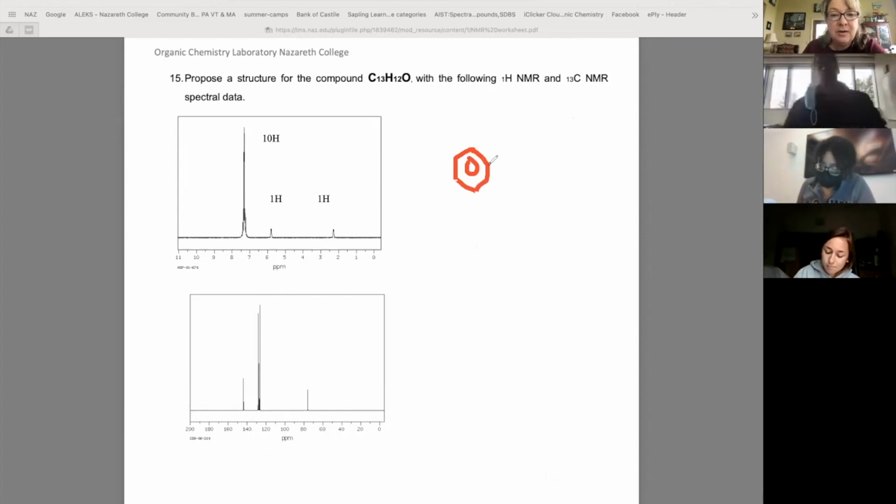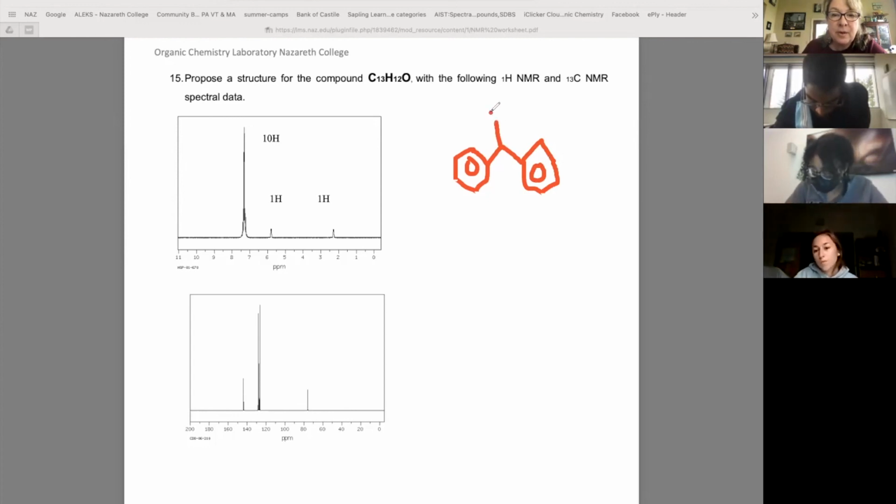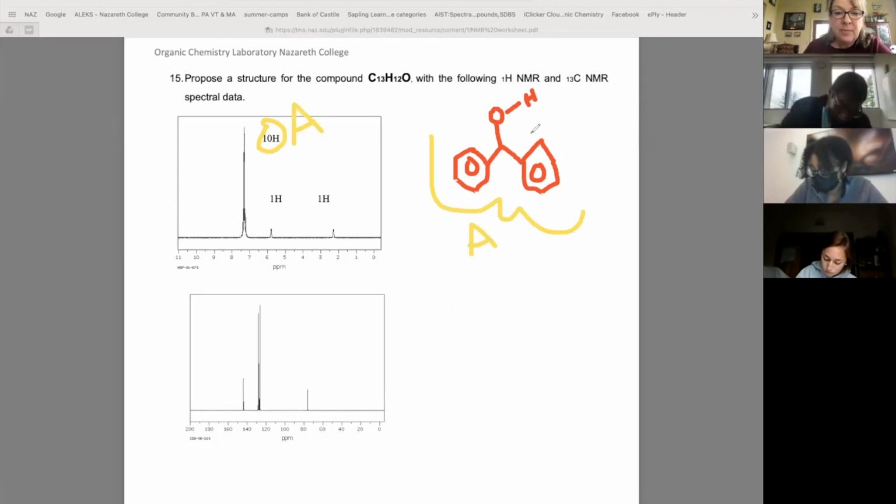I'm going to start getting fancy here and drawing my shorthand stuff. So that's the shorthand way to draw benzene. You know that, right? And then that's exactly what it is, an OH. So now what we have to label here is, can you see yellow? So the 10 H's is easy. That's going to be A, and that's going to be all those. And then we have an H here that we have to label and an H here that we have to label.